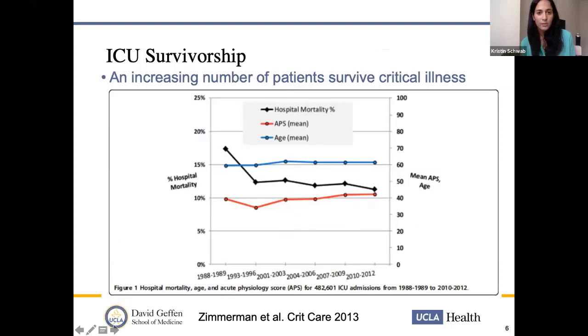So now, going to ICU survivorship, we do know that there's actually an increasing number of patients who survive critical illness. This is a graph from a paper looking at ICU survivorship in the US over time. And you can see that that black line, which is hospital mortality, has decreased over time. And that's actually despite the fact that that blue line, age, as well as the red line, acute physiology score or severity of illness, have both increased over time.